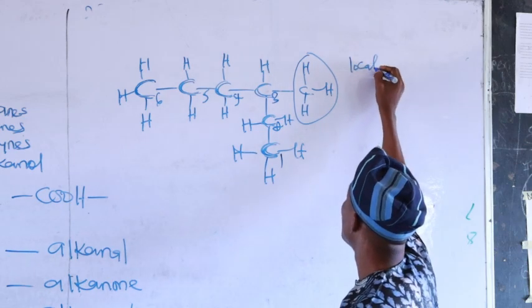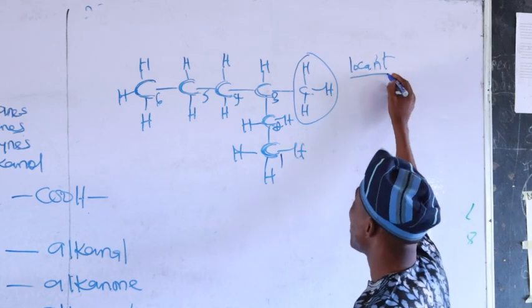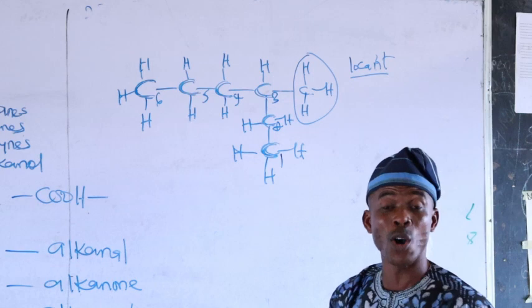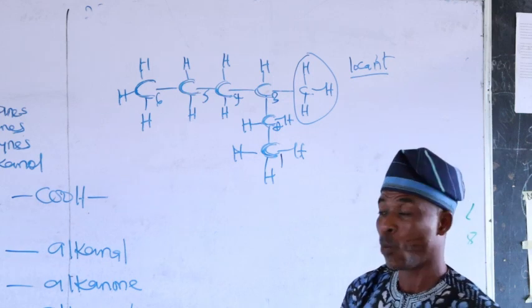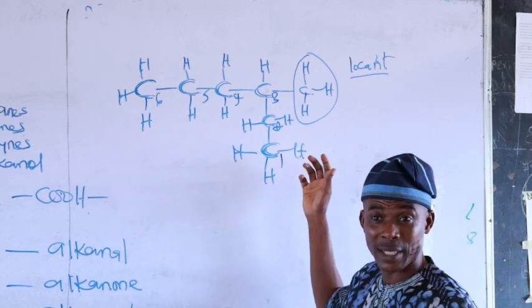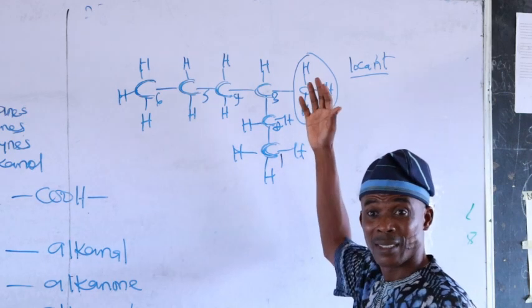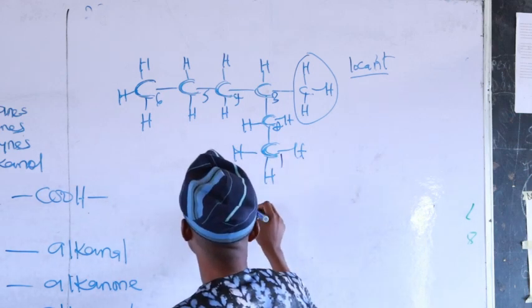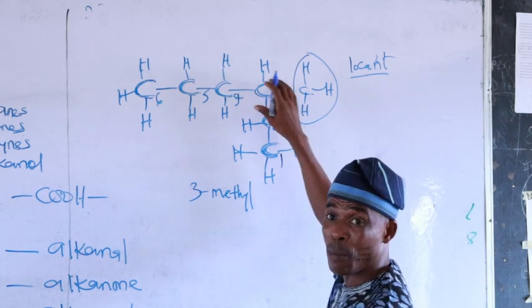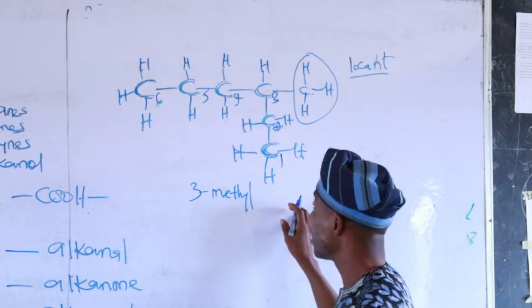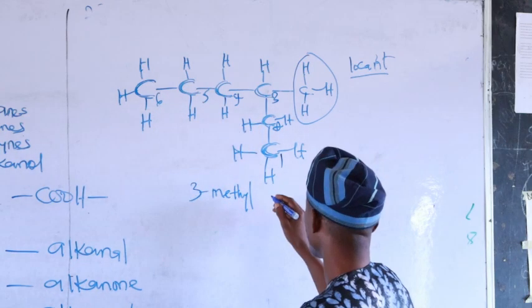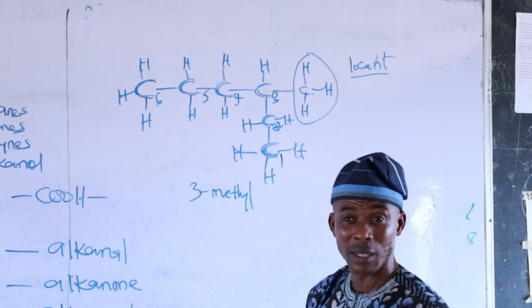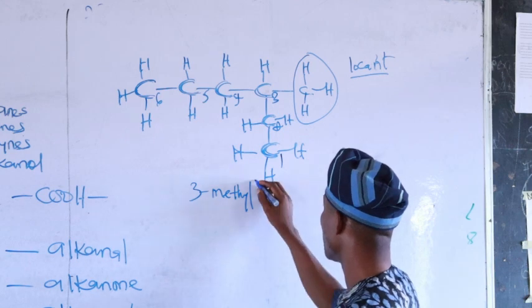The number is called what? The locant. It helps us to locate the substituent or the functional group. Where do we have the substituent located? Here, at carbon number 3. So the name will be 3-methyl, because the methyl is attached to carbon number 3. And the longest chain is what? 6. And this compound is what? Alkane. What is the name of a 6 carbon atom alkane? So that is 3-methyl.